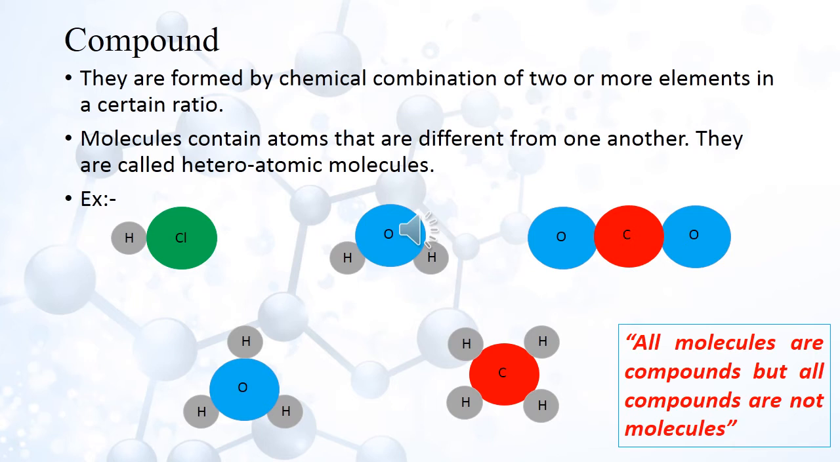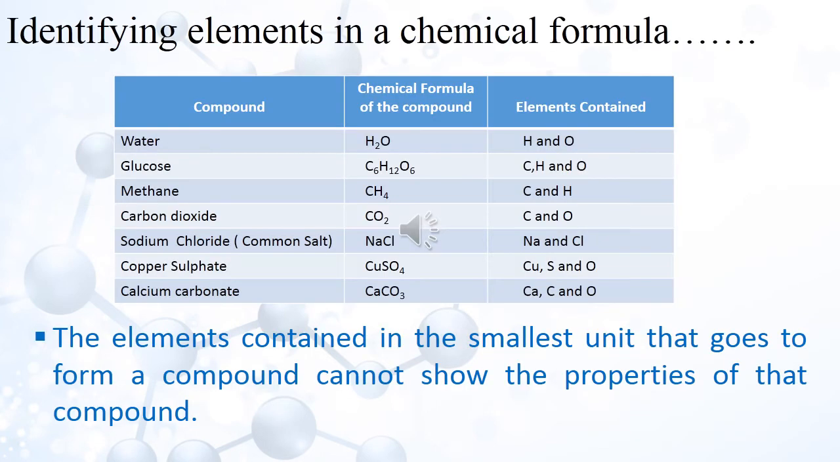So, these compounds we can write as chemical formulas. These compounds can be indicated with chemical formulas. What is a chemical formula? Let's see. Why are we writing chemical formulas?